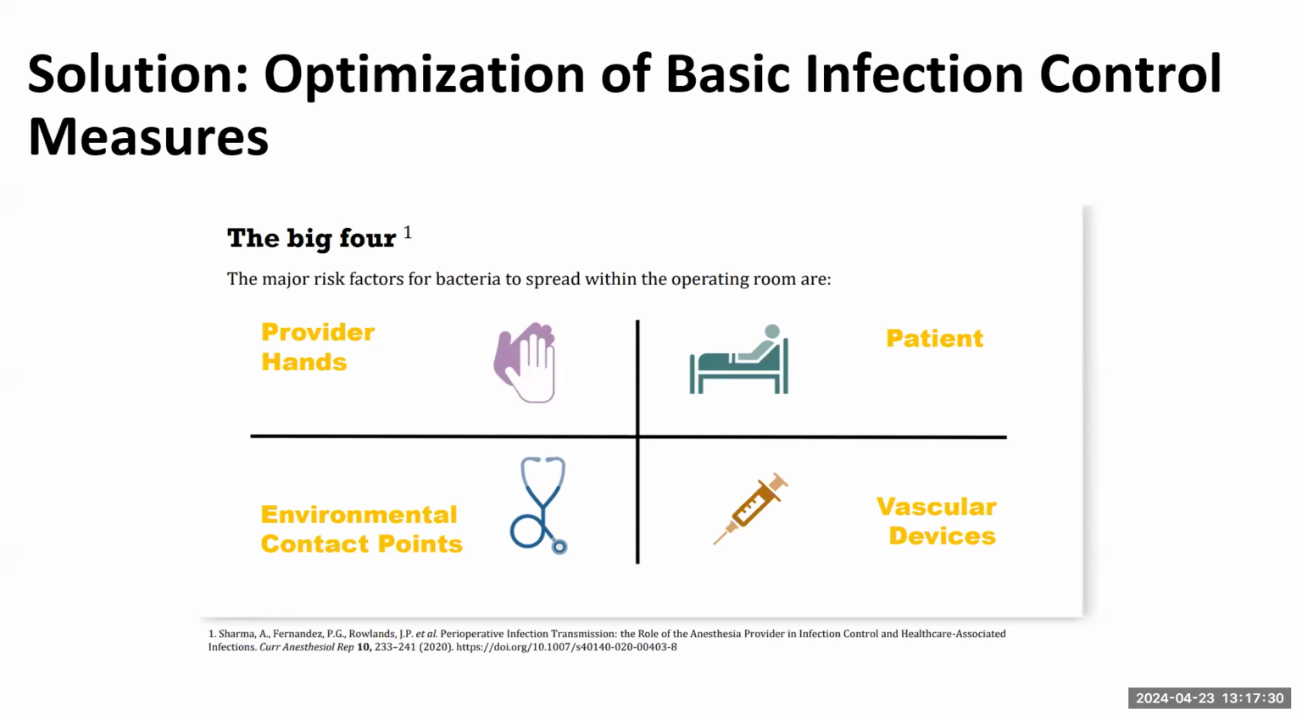And the solution is simply optimizing 4 basic pillars of infection control. One is hand hygiene. Another is environmental cleaning, especially frequently touched sites. Another is patient decolonization, including the nose, the groin, and the axilla. And then vascular devices, and that would include handling of syringes and syringe tips, as well as injection ports of peripheral and central devices, and how we manage our medication vials. So if we can optimize those 4 pillars, we have proven efficacy and effectiveness in preventing surgical site infections by over 80%.